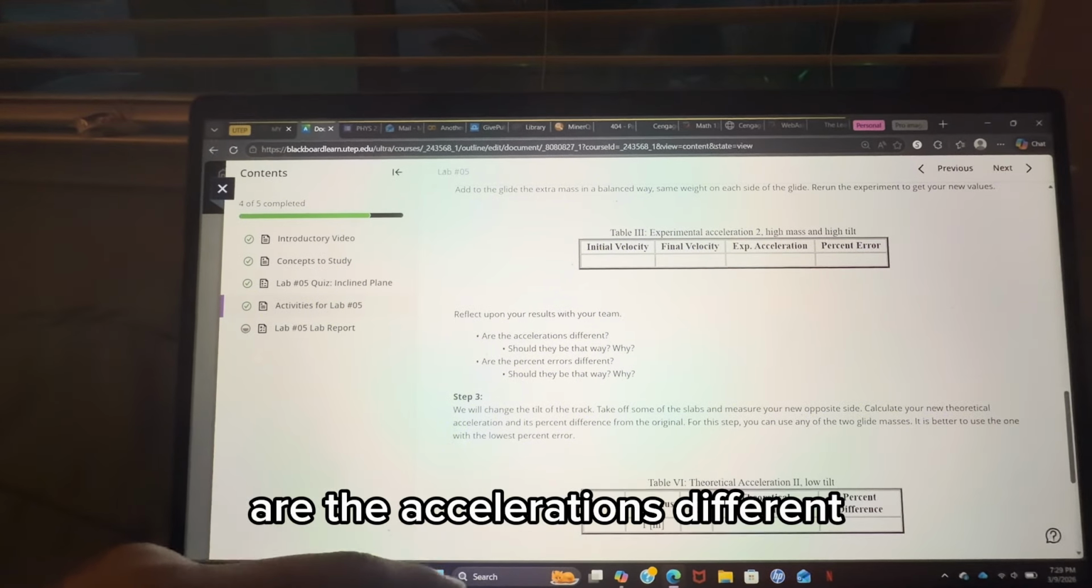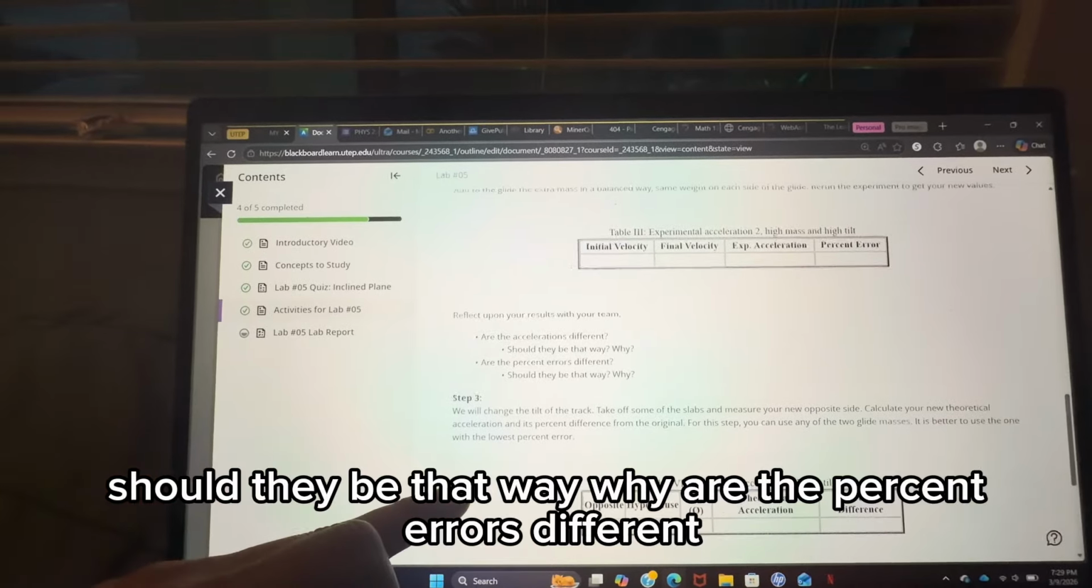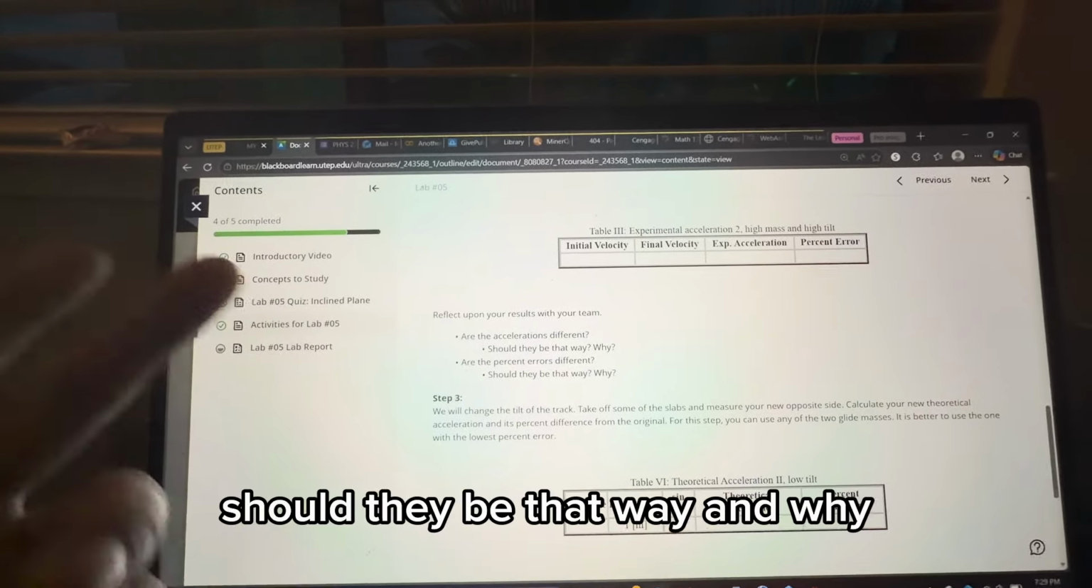Are the accelerations different? Should they be that way? Why? Are the percent errors different? Should they be that way, and why?